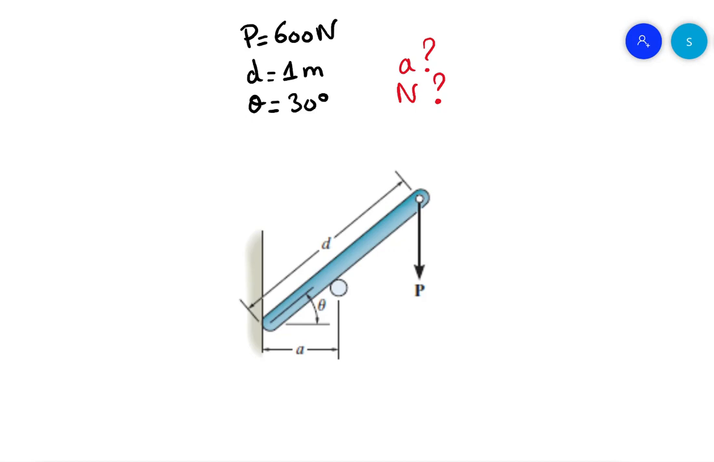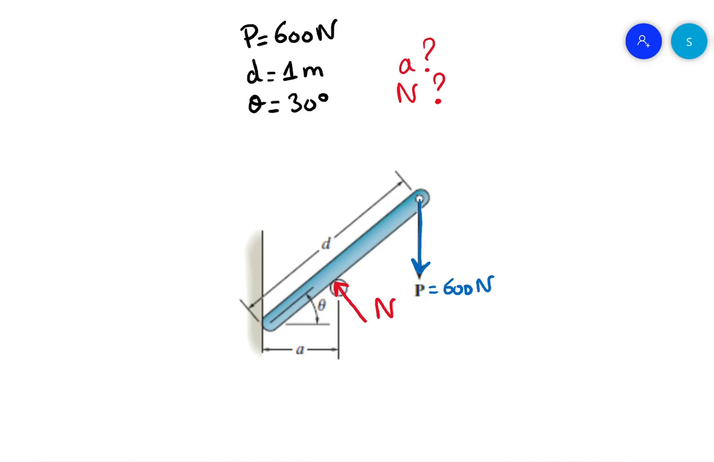Okay, so we have a bar that has smooth contact on this roller and on the wall. And we have a force P applied at the end of the bar that is equal to 600 Newton. The question is, what is the force between the roller, let's call this N, and the rod, and the distance A that is unknown? What is the distance required for equilibrium?